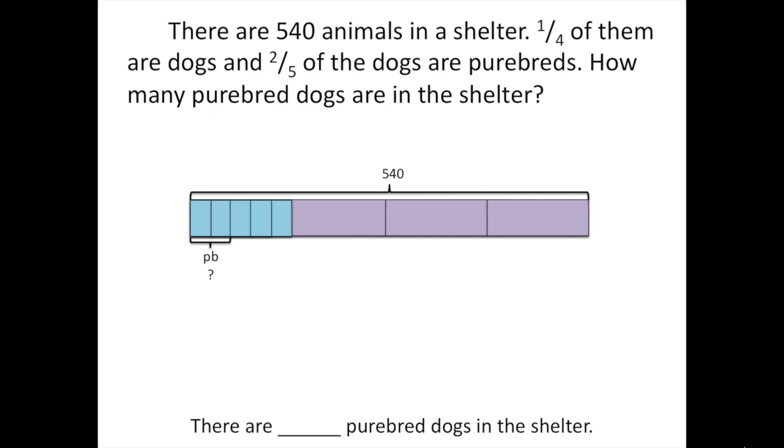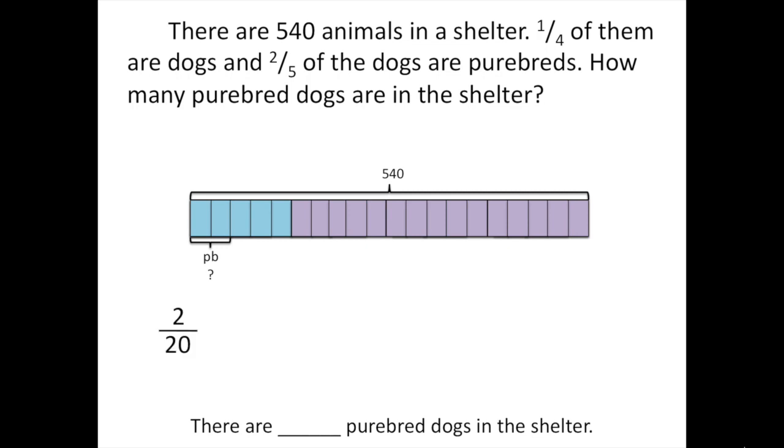1/4 and 2/5 have a common denominator of 20. So I'm going to go ahead and split up each of those other parts into 5 more. So now I have a total of 20 parts. I did that because I need each part to be the same in order to look at the entire fraction.